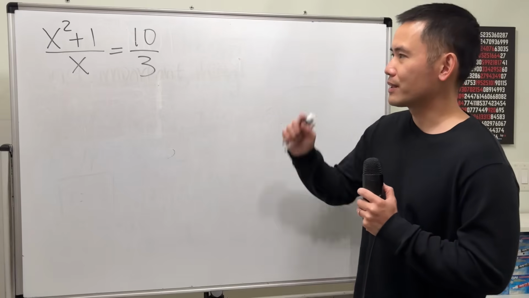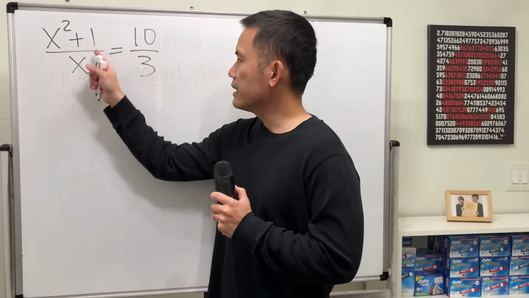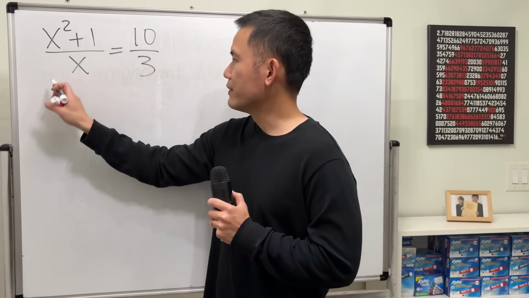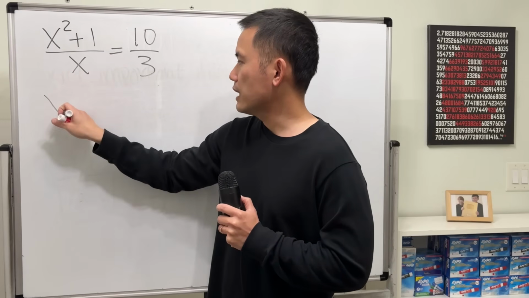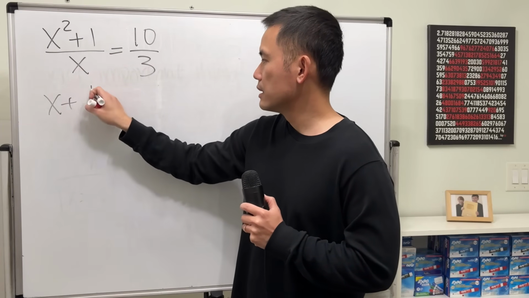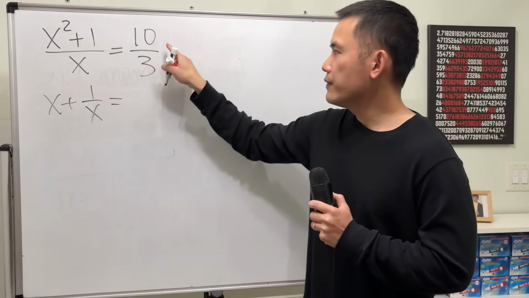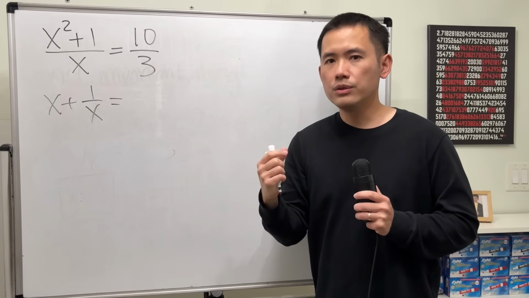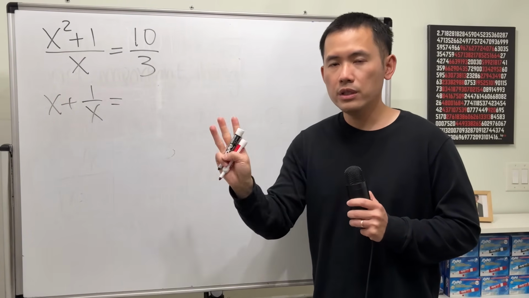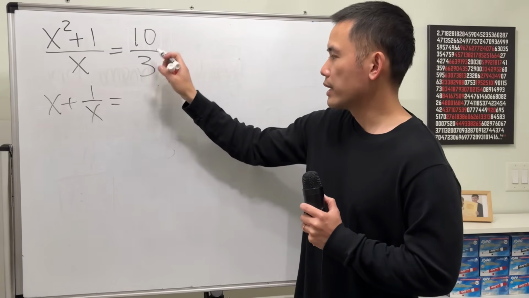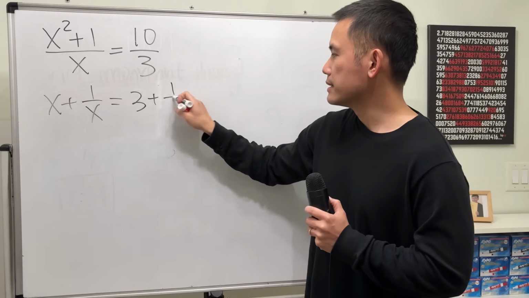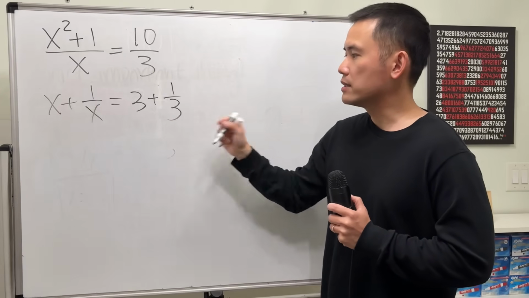Have a look. Let's go ahead and split the fraction, so we will have x squared over x, which is just x, and then 1 over x. And then for 10 over 3, just do 10 divided by 3. We get 3 with the remainder 1, which we can write as 3 and 1/3, meaning 3 plus 1/3.